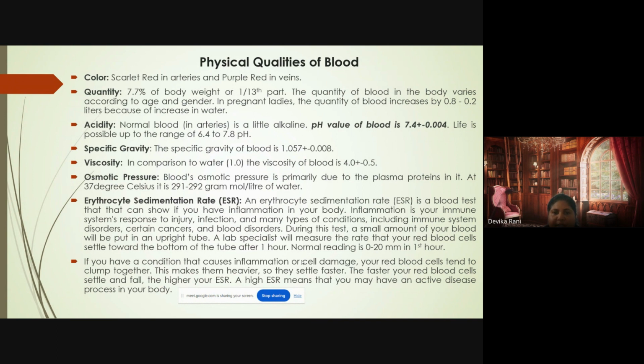If you have a condition that causes inflammation or cell damage, your red blood cells tend to clump together. This makes them heavier, so they settle faster. The faster your red blood cells settle and fall, the higher your ESR. A high ESR means that you may have an active disease process in the body, or inflammation is high, or an infection is there.